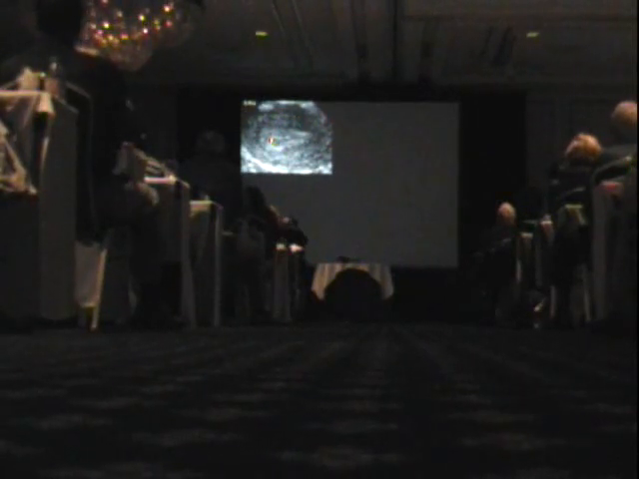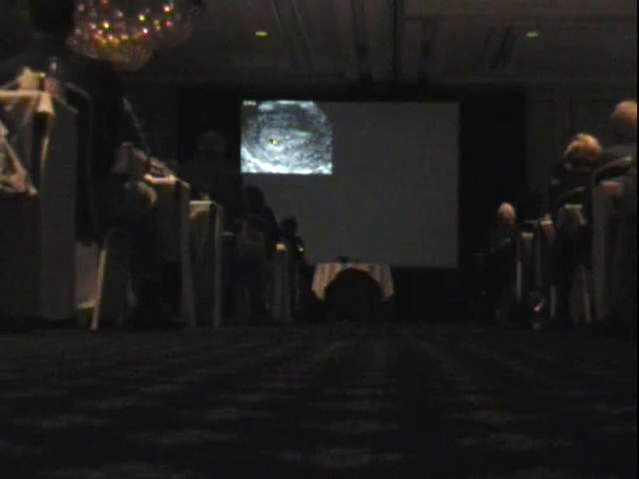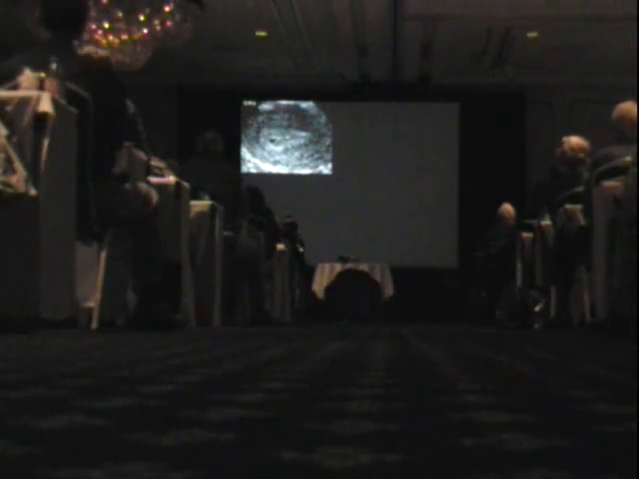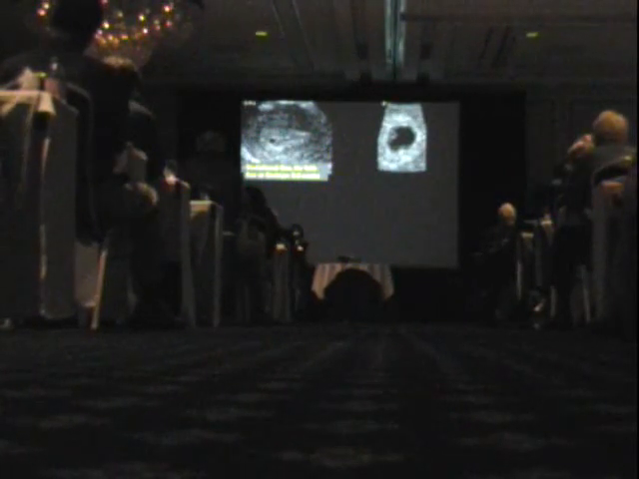But we don't see anything within it. We don't see a yolk sac. We don't see an embryo. I don't measure the mean sac diameter here to date the pregnancy. I say, based on the table I showed you before, based on the fact that there's a gestational sac but no yolk sac or embryo, this is a 5-week pregnancy.